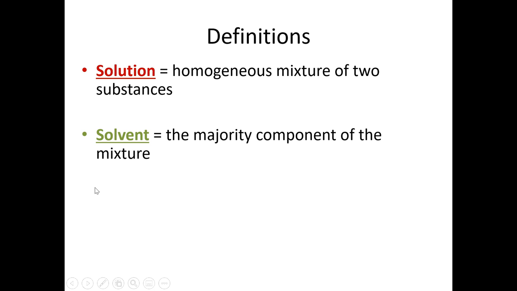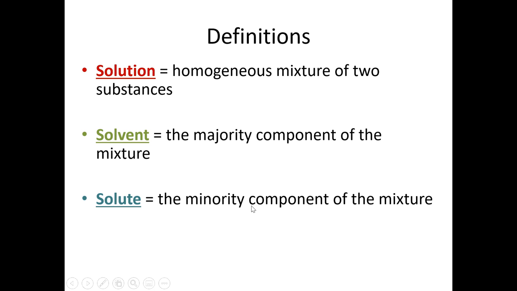In that solution, the one that you have more of, we call the solvent. And the substance that you have less of is the solute. So that's how you figure out solvent, solute. It's just whichever one there's more of, we call it the solvent.